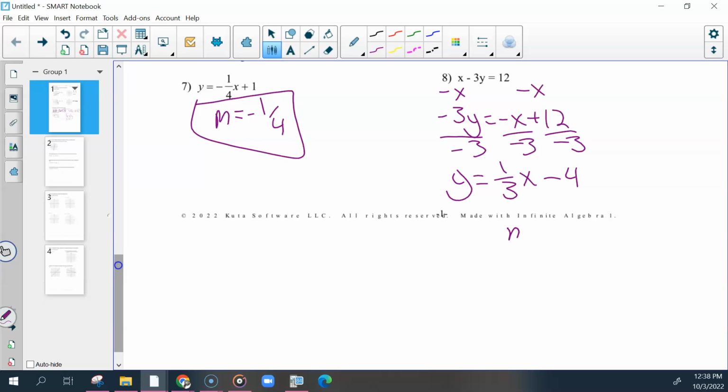Tell me what the actual slope is, which was 1/3. So that last one was worth 2 points. Do we have any questions on anything slope related?